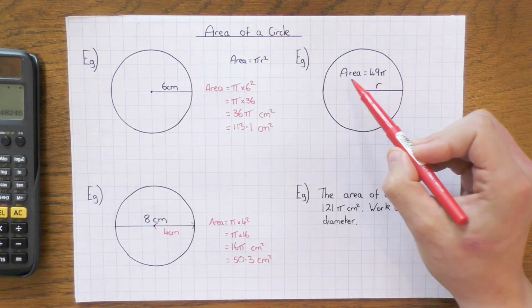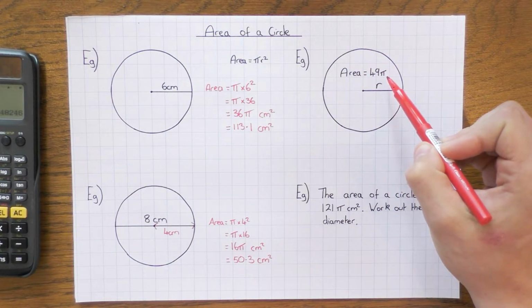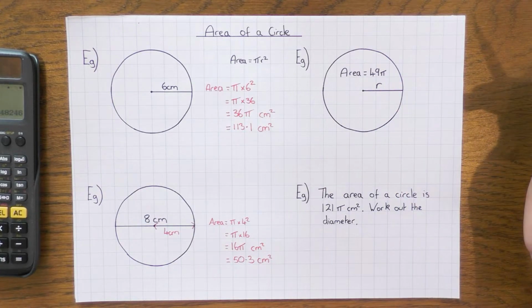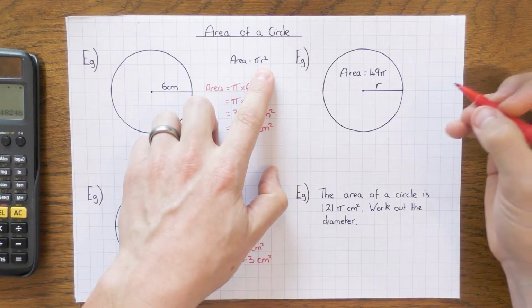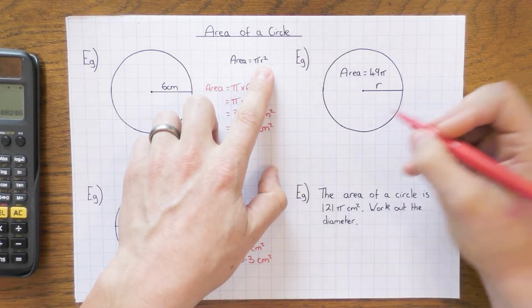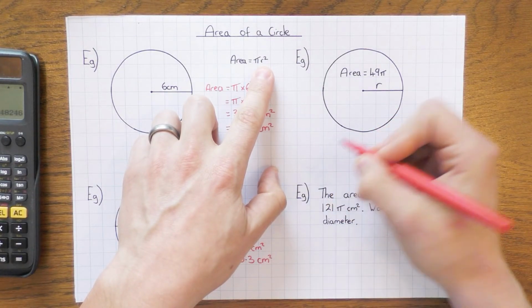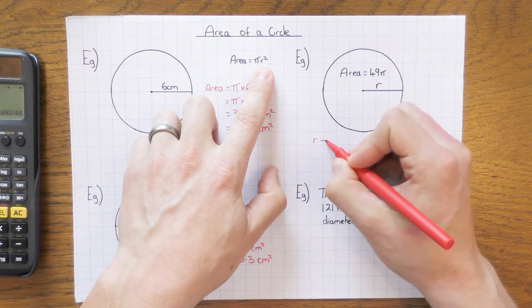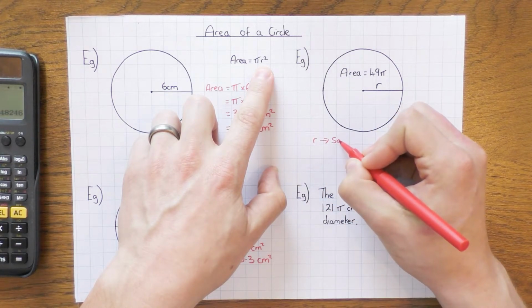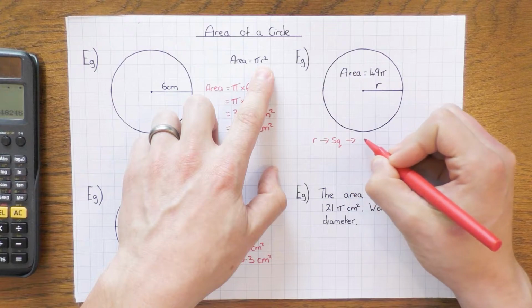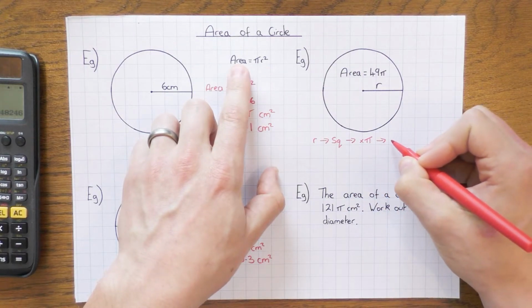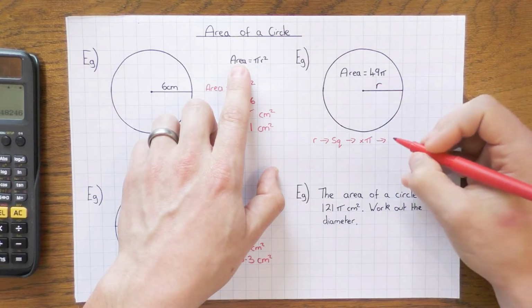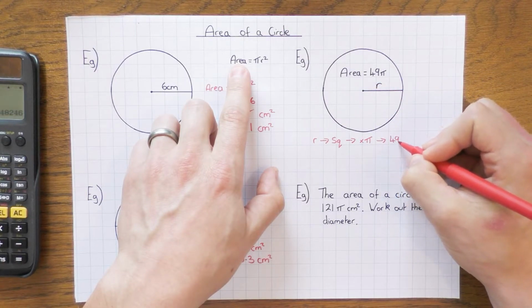Okie dokie, this one here then. This time we are told what the area is. We're told it's 49 pi, and we need to know what the radius is. So I'm just going to look at my formula here and go, okay, if I have the radius, I'm going to do a bit of flow chart. If I have the radius, I need to square it. I then times it by pi, and then that tells me what the area is. In this case, the area is 49 pi.